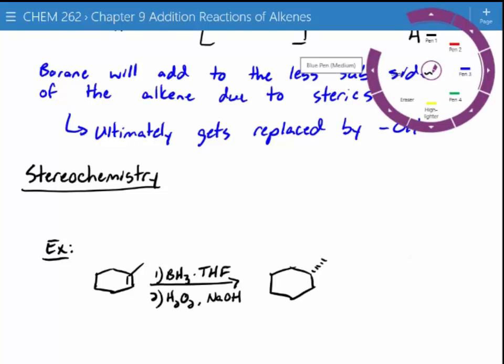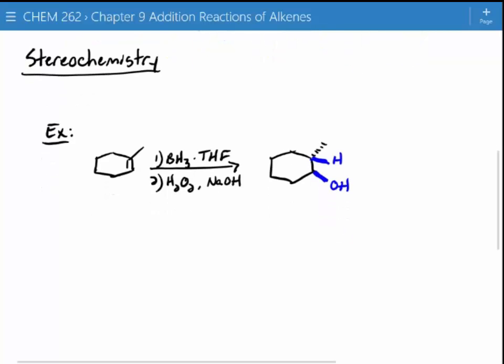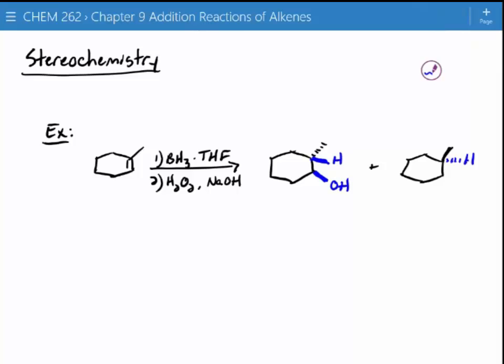So let me actually draw this in a different color. So this hydrogen will add to the more substituted side, and this alcohol that adds will also be a wedge. We won't get a reaction where the hydrogen adds to the opposite side of the alcohol. However, we also get another product, right? As long as they're adding to the same side, they could add from the bottom side. So if we do this, the hydrogen could add from the back side, and the alcohol could add from the back side.